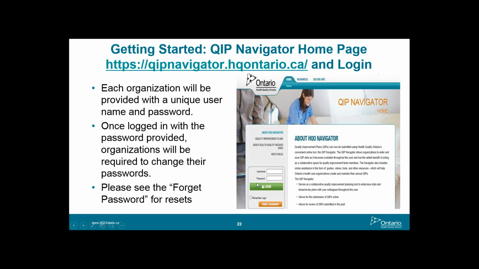If you are not able to find who has your password, or if within your organization it doesn't seem to have reached the right person, because we know that there is turnover, so the CEO or the executive director or the administrator may have changed, and we just didn't have the most current information, please contact us at QIP at hqontario.ca, and let us know that you're unable to find your password. We'll either tell you who it was sent to, or we'll be able to provide you with the actual information.